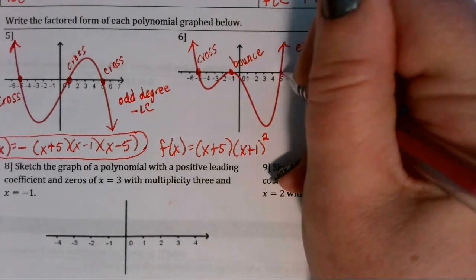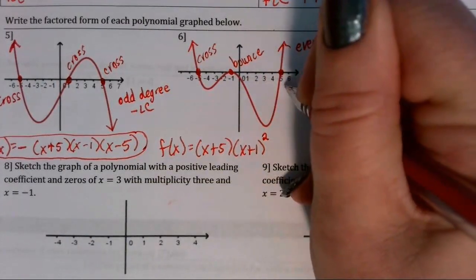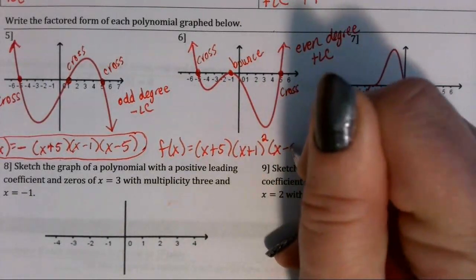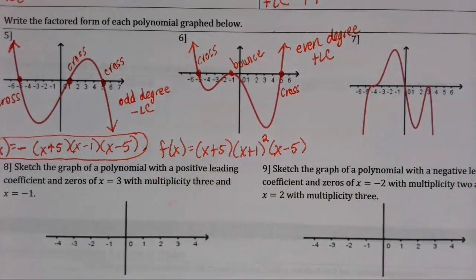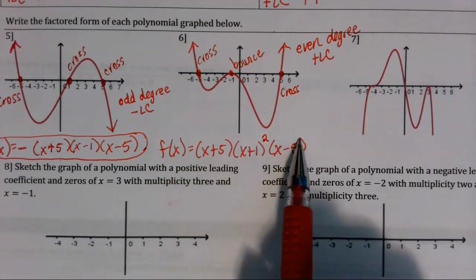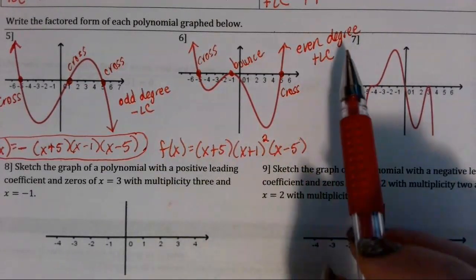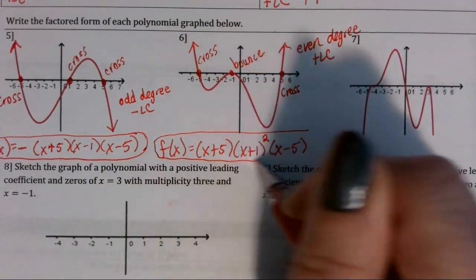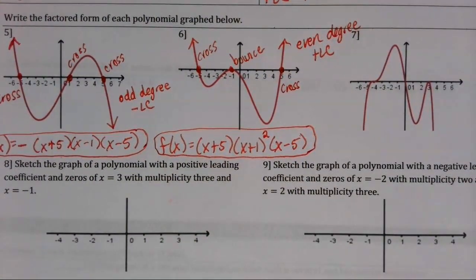Then at +5, we have a cross. And so that linear factor of x minus 5 would also be in our factored form. So this is degree 1 plus 2 is 3 plus 1 is 4. So even degree, that works. Positive leading coefficient, and that would be the factored form.